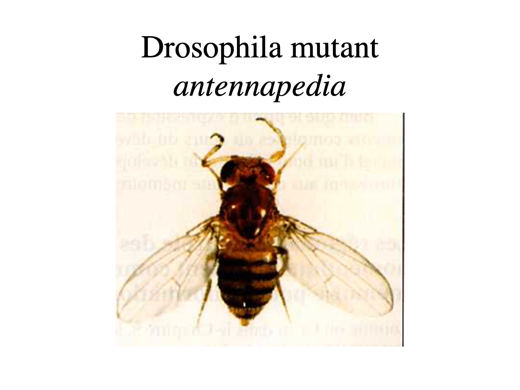So here's an example of antennapedia. And what happens with this particular mutant, if you look at the top of the head, normally at the top of the head there are antennae. What happens with the single gene mutation is that the antennae are converted to legs. So now these Drosophila have legs coming out of the top of their head.